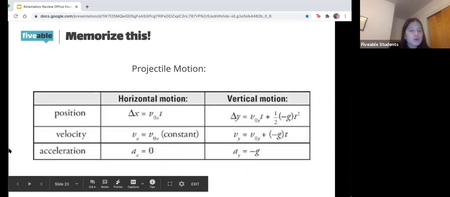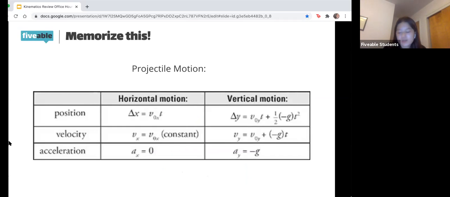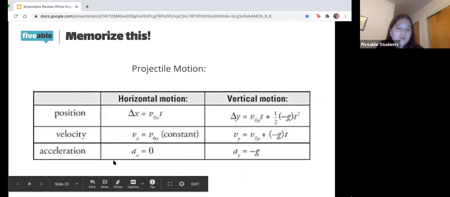Yeah, here it is. If you want to memorize this, you don't have to. It just makes your calculations a lot easier. You don't have to memorize this, but you should be very, very comfortable with it. Whenever you're working with projectile motion, I'm just gonna move from bottom to top. So from acceleration, vertical motion.